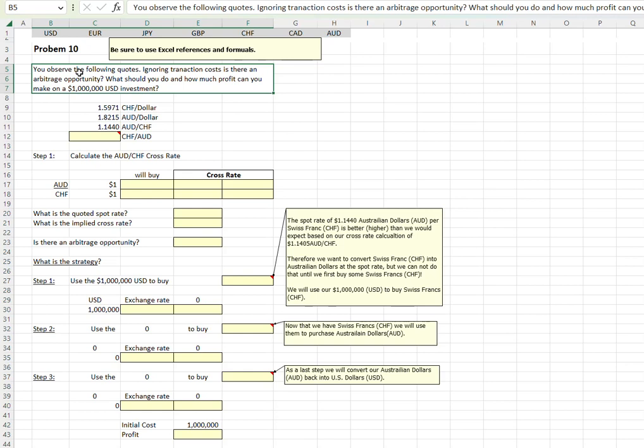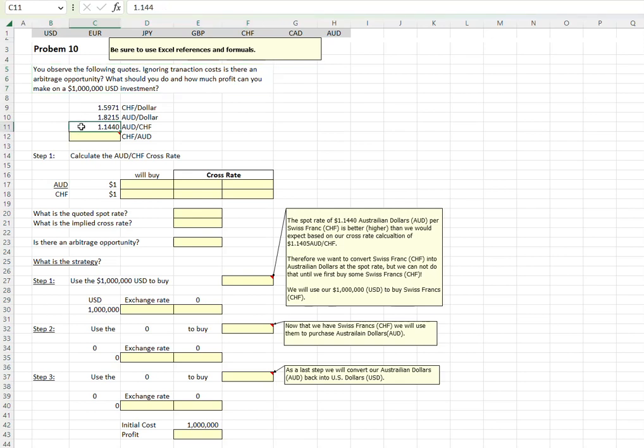And we're asked that if we ignore transaction cost, is there an arbitrage opportunity based on these spot rates? And we're asked specifically, how much profit can we make and what would we do if we had $1 million US to invest? The first thing we're going to do is calculate the Swiss franc Australian dollar exchange rate from the Australian dollar Swiss franc exchange rate. And that, of course, is simply the inverse.